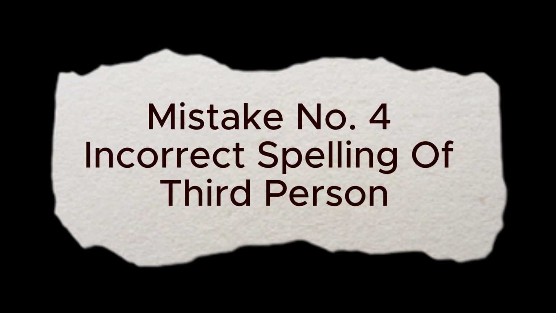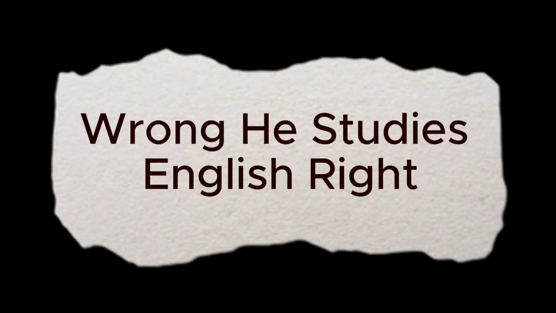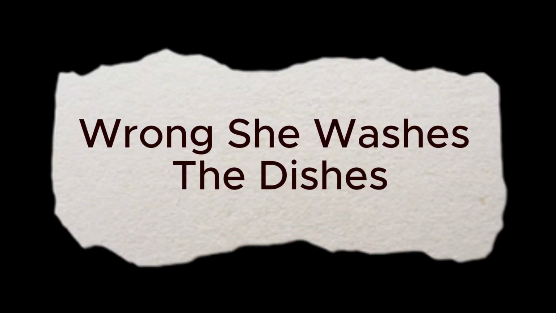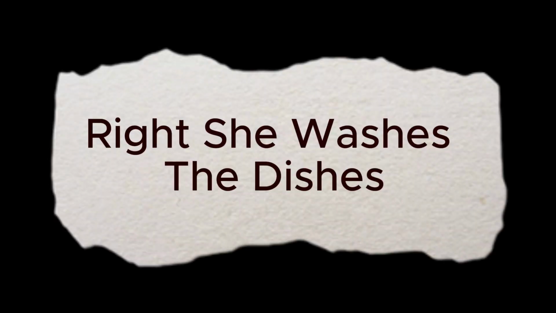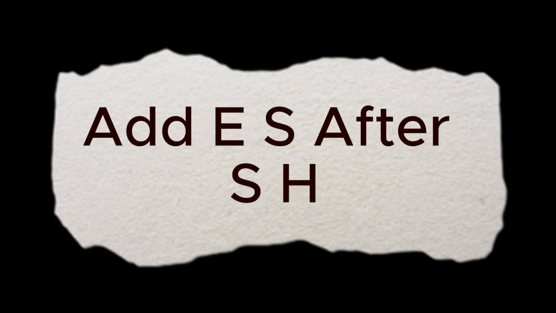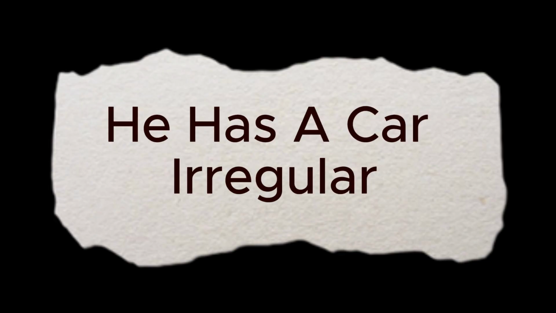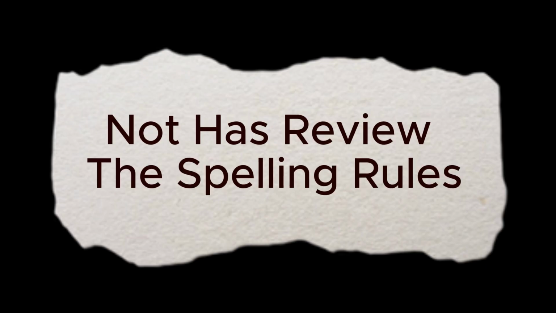Mistake number 4, incorrect spelling of third person. Wrong, he studys English. Right, he studies English. Change Y to IES. Wrong, she washs the dishes. Right, she washes the dishes. Add ES after SH. Wrong, he haves a car. Right, he has a car. Irregular, not haves. Review the spelling rules.